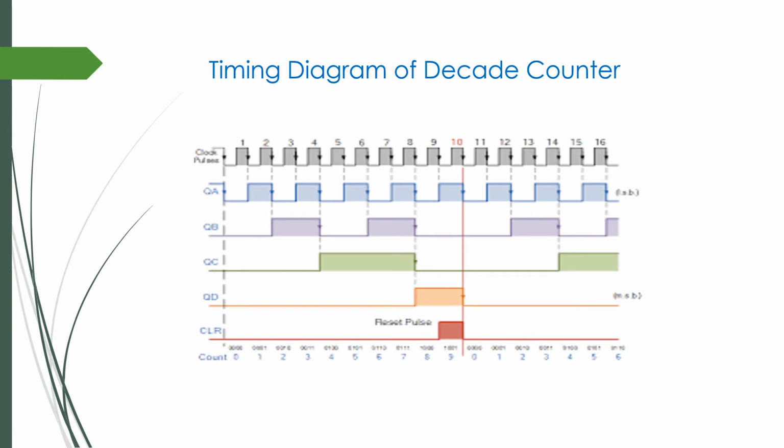This is the timing diagram of decade counter. You can see here the counter counts in its natural counting from 0000 to 1001. When 1010 occurs, all flip-flops are reset and again counting will start from 0000.